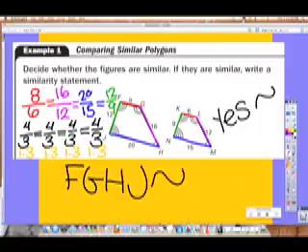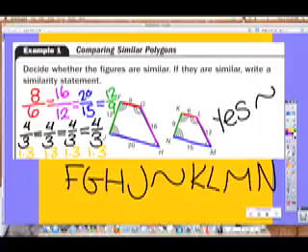That's our similarity statement. Don't get that one mixed up with proportionality statement. Proportionality is like the deep breath. Here we go. Takes a while to write. This one, just make sure you go clockwise.